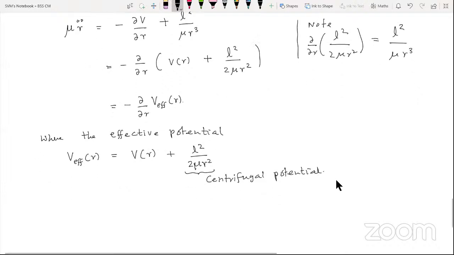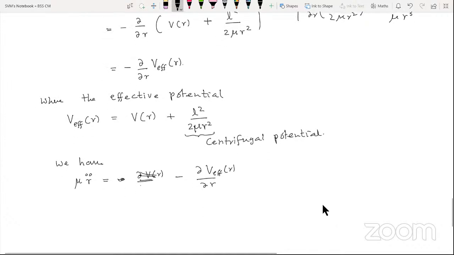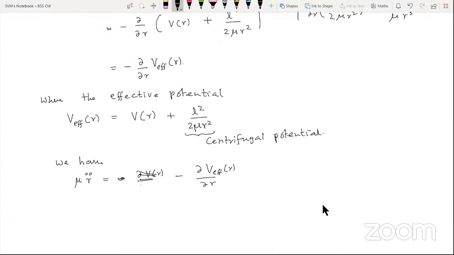Now we can ask, what is it that we have? We have mu R double dot is equal to minus del V of R by del R, that is, minus del V effective of R by del R. This is what we have. Now we want to solve this equation. So for that, what we will do is we will try to reduce the second order equation into a first order equation. Okay, so that is by obtaining what is called a first integral.